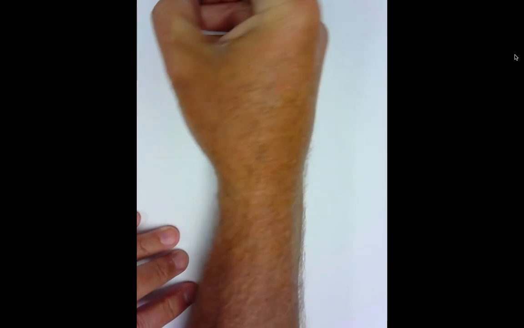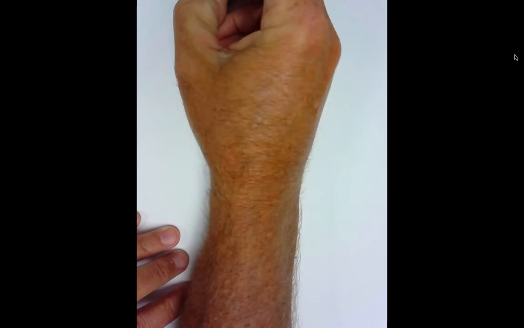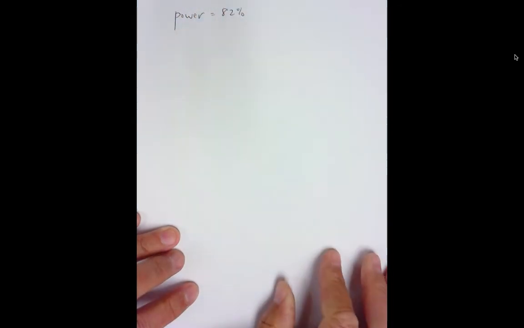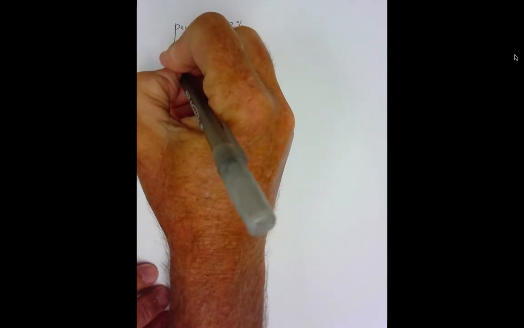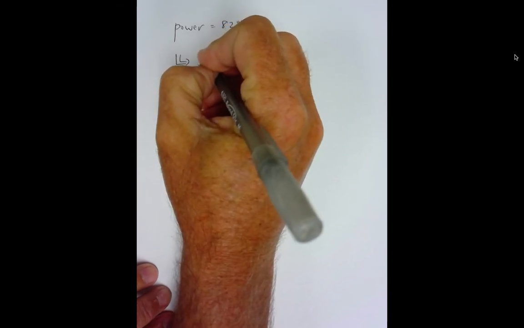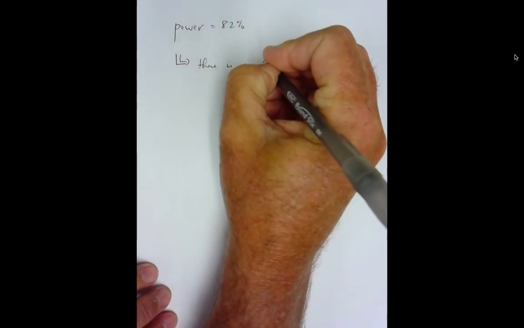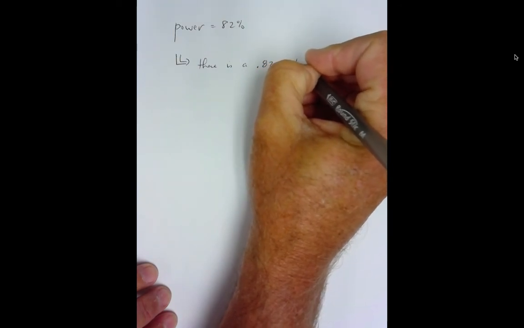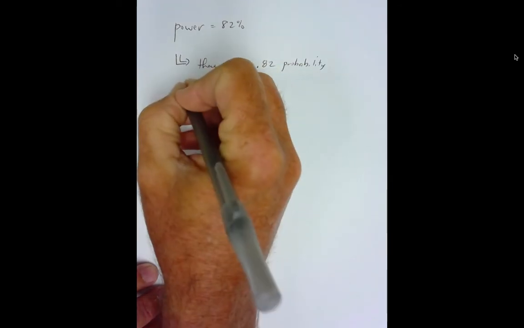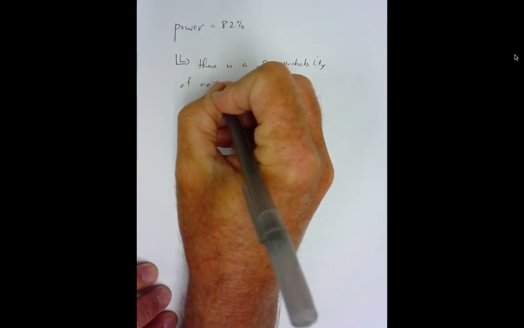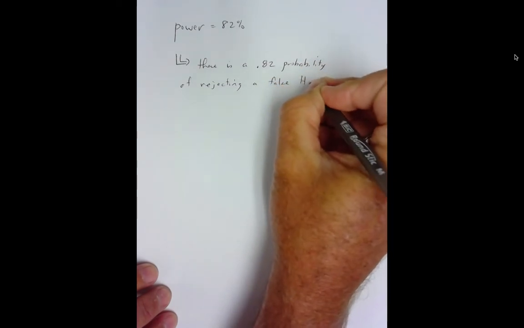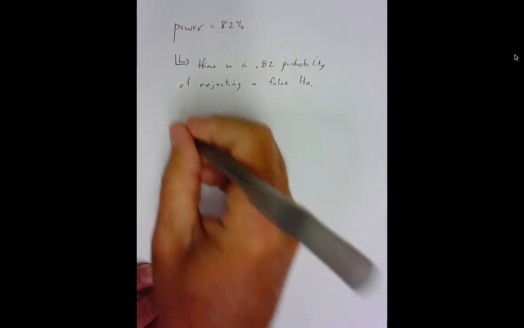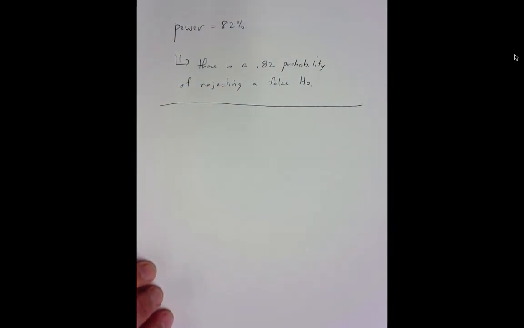Now, what I really want you to know, I want you to know everything, but I got to keep it real here. If we have a reported power of 82%, what does this tell us? There is a 0.82 probability of rejecting a false null hypothesis. Guys, at the end of the day, that's what I really want you to know.